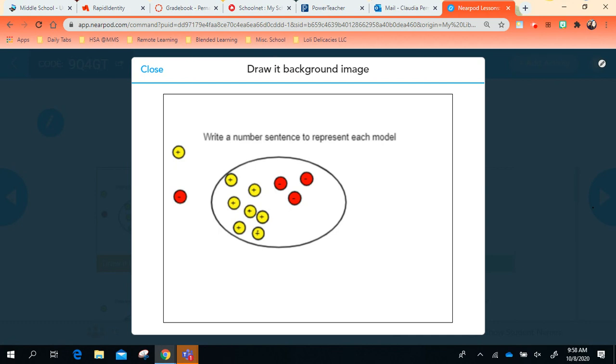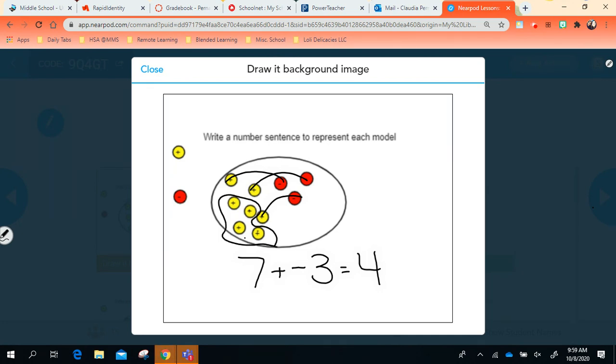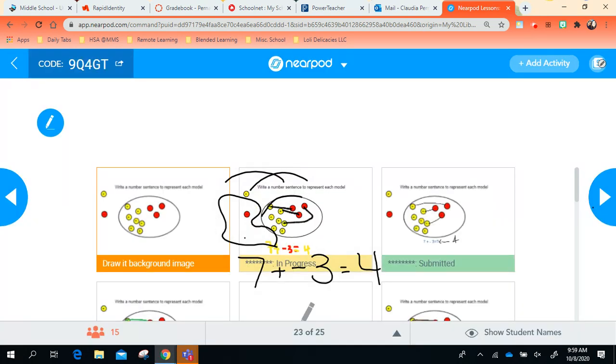Okie dokie. Let's see. Annabelle, what's my number sentence? 7 plus negative 3 equals 4, because we did 1 and 2 and 3, and we were left with positive 4. Fabulous.